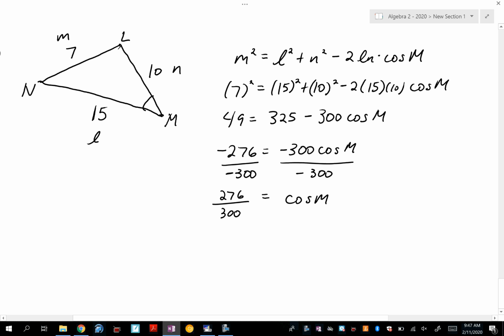You are more than welcome to reduce that fraction. In the calculator, I'm just going to type in the cosine to the negative first power of that fraction, and that will give me angle m. So second cosine, n over d, 276 over 300. Close it, and to the nearest degree this angle is 23 degrees. So the answer for angle m is 23 degrees.